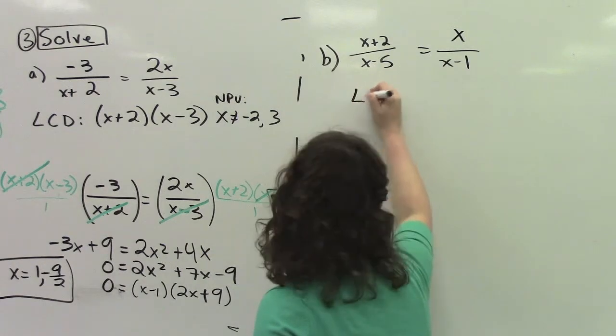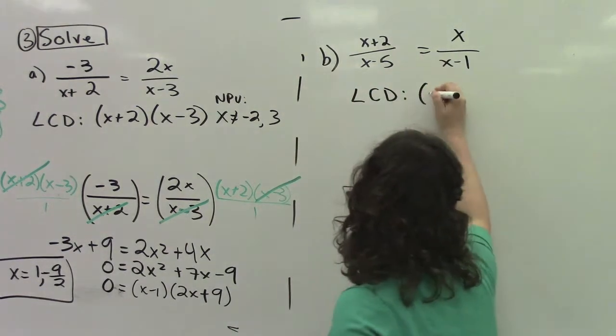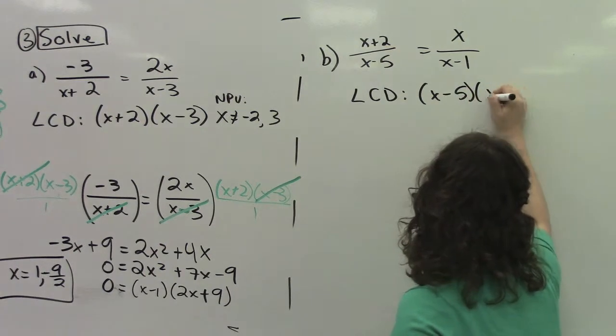This one, we want to figure out our lowest common denominator, and it's going to be x minus 5 and x minus 1.